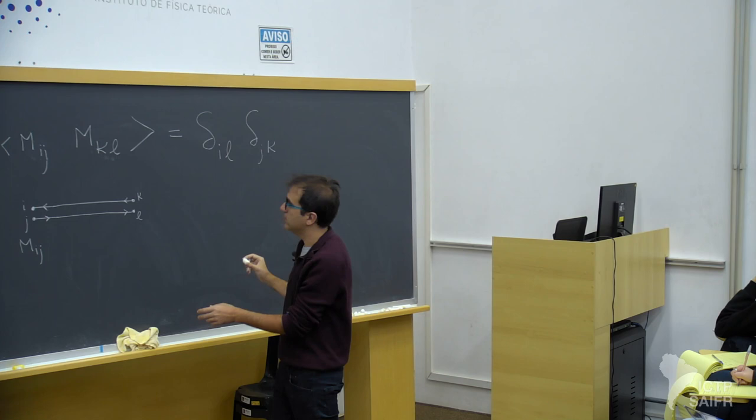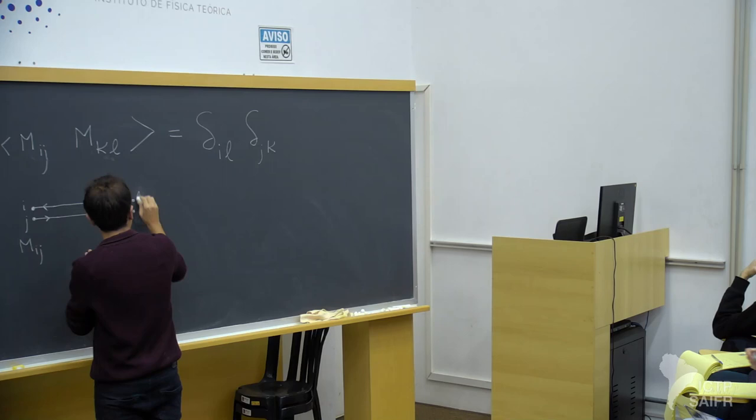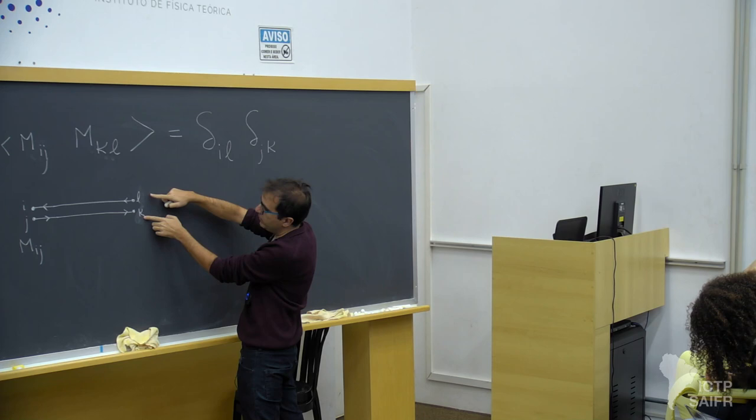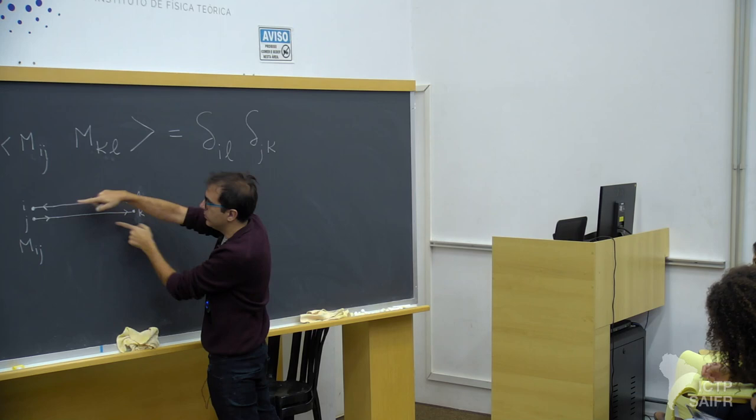Ah, no, because here I said something wrong. I want I to go to L. I want LK, sorry. LK, precisely. Right? So from this notation, I would like the arrow to come in to be the first index by convention, and the arrow to go out to be L. So if the arrows want to match, they better be like this.